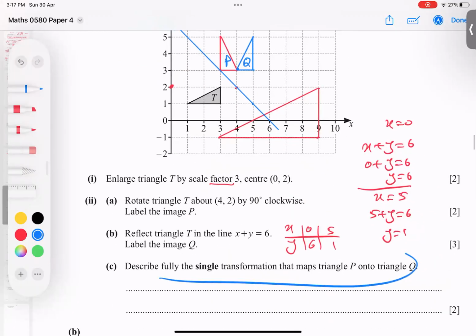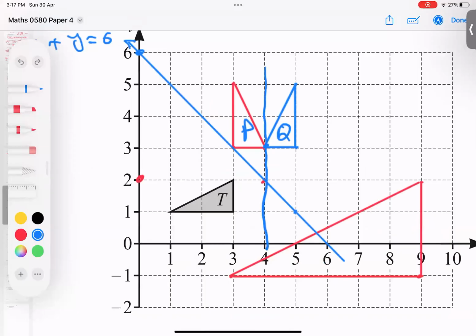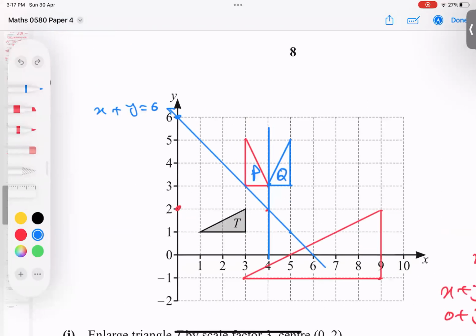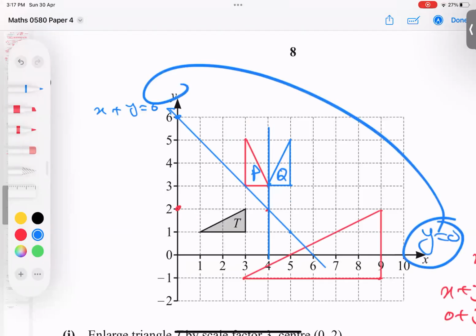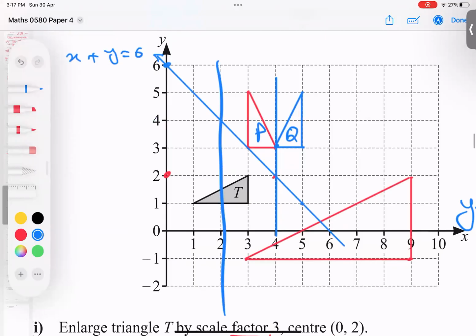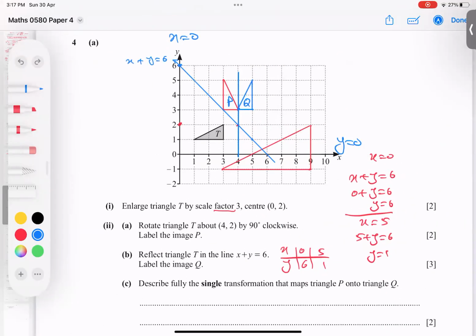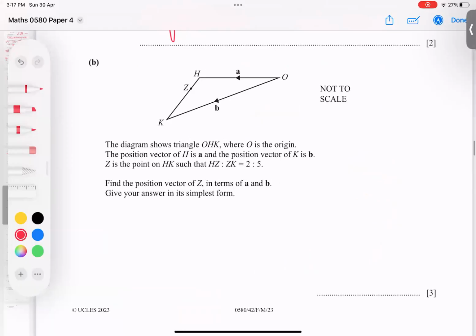Now he's saying describe fully what P onto Q is. So P onto Q is clearly a reflection, and the mirror line is coming in the middle. This and this, all of you know, is called y equal to 0, students. And what is this? This is called x equal to 0. And then x is equal to 1, x is equal to 2, x is equal to 3, and this is called x equal to 4. So it means I can say this is a reflection in the line x equals 4. I hope the point is very, very clear.